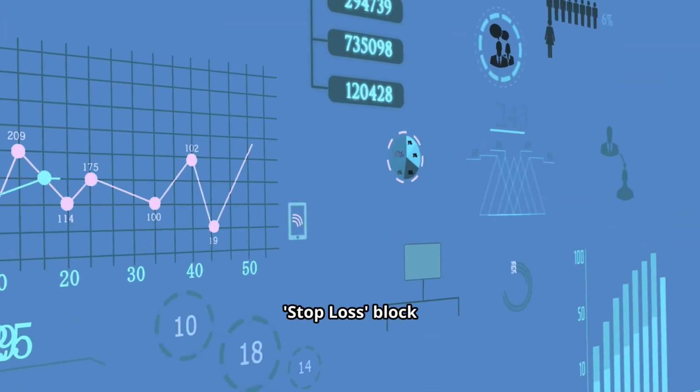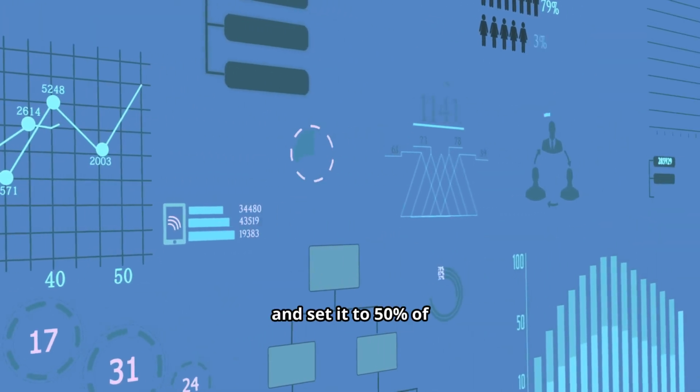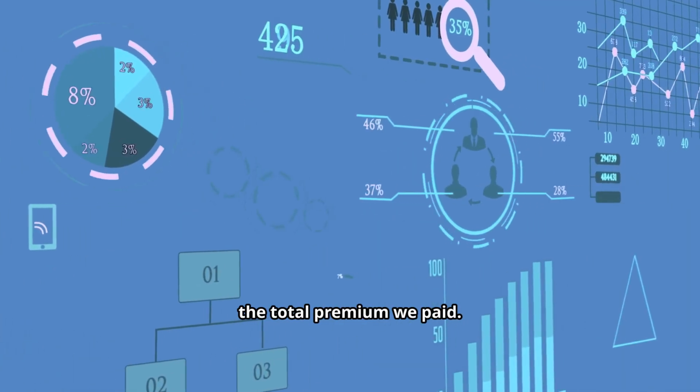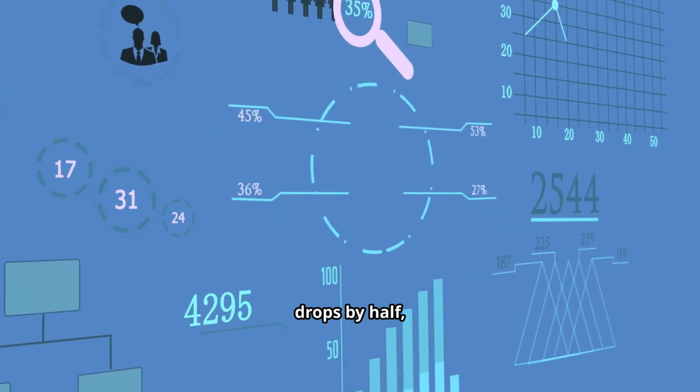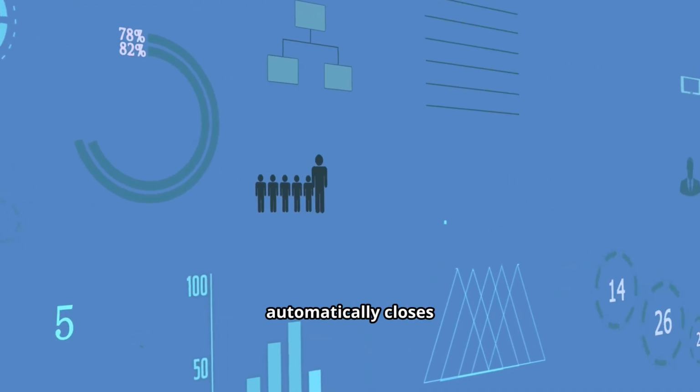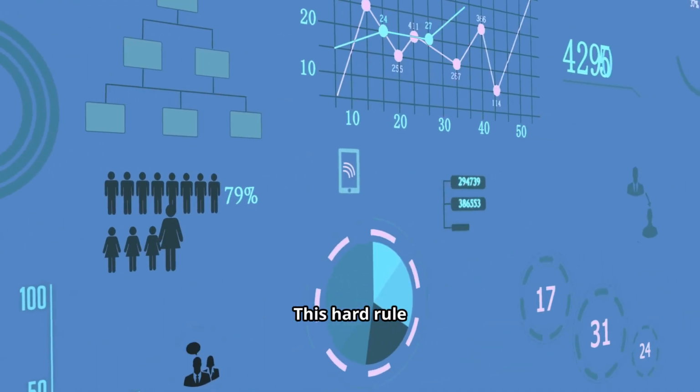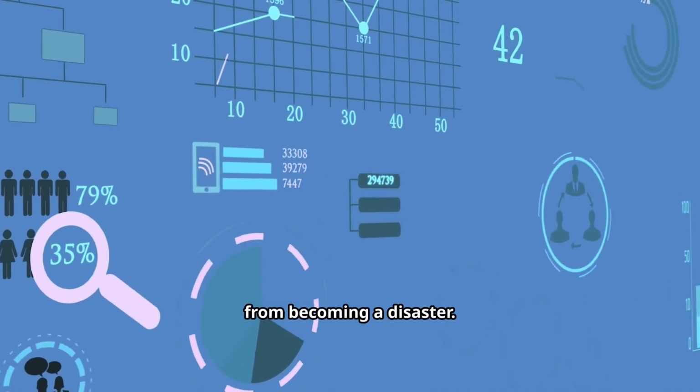I'll drag over a stop loss block and set it to 50% of the total premium we paid. If the combined value of our options drops by half, the bot automatically closes the trade. This hard rule stops a small loss from becoming a disaster.